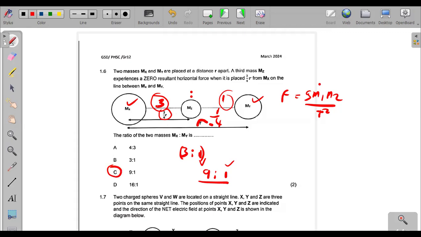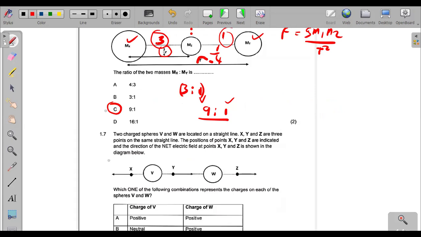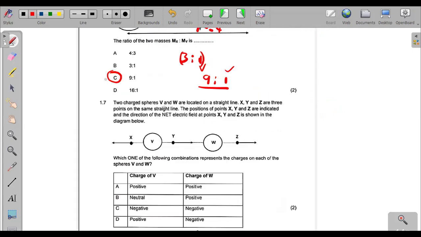It's C, right? 1.7: two charged spheres V and W are located on a straight line with X, Y, and Z, three points on the same straight line. The positions of X, Y, and Z are indicated, and the direction of the net electric field at points X, Y, and Z is shown in the diagram below. Which one of the following combinations represents the charges on each of the spheres V and W?